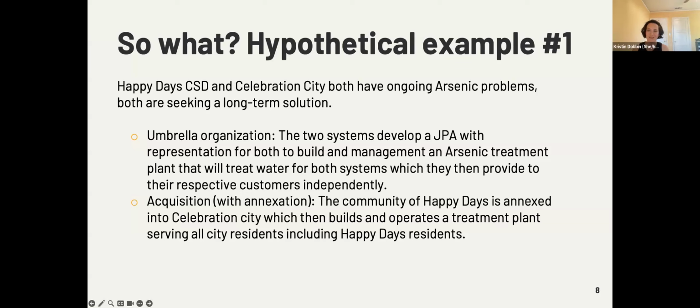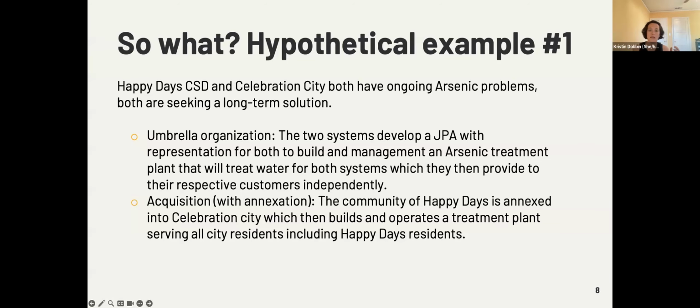If the two are thinking about consolidation and how they might structure collaboration between the two systems, one route could be to develop a joint powers authority umbrella organization. That joint powers authority would have representation for both systems. They might use that JPA to build and manage an arsenic treatment plant, which provides water to each system, and those systems individually and autonomously distribute that water to their customers, bill their customers, and operate their own systems.